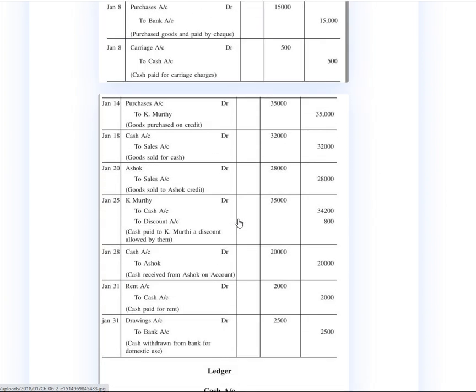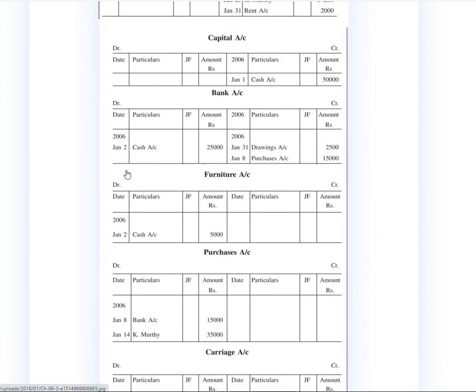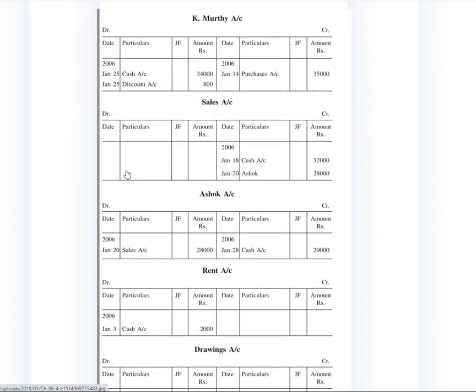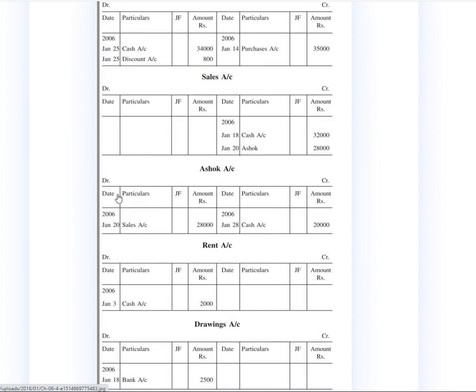Next transaction is Ashok. Yes, on January 20th, Ashok account debit to sales account. Sales account we have opened now. We need to open one Ashok's account. Ashok is a debtor to us. Okay, sales account we have, we have to open Ashok account. Ashok account debit to sales account.